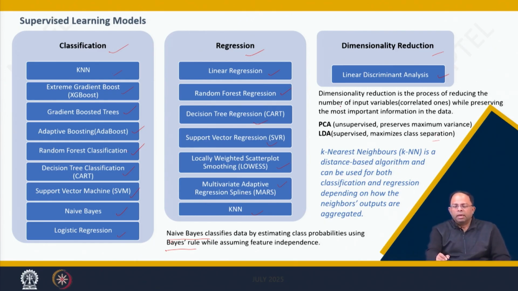So dimensionality reduction, as we have already discussed, is a process of reducing the number of input variables. If there are many variables which are correlated together, they actually result in bad prediction. So we want to reduce. So which ones to reduce? That could be done using this linear discriminant analysis. And so these are the different kinds of supervised learning models which we will usually encounter.